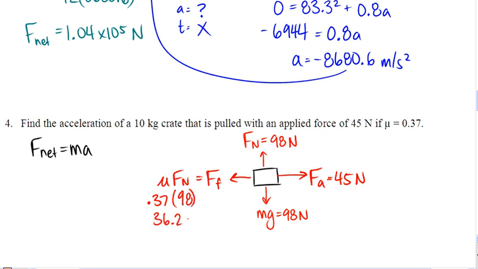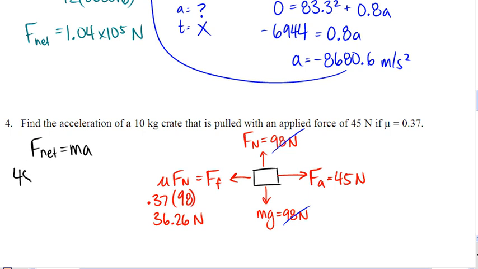36.26 newtons. So now that the diagram's done, we want to ask ourselves, what is the net force? Notice that the normal force and the force of gravity are going to wipe each other out. We've now got the applied force fighting against the force of friction. And anytime we're fighting with forces, that means we're going to subtract.